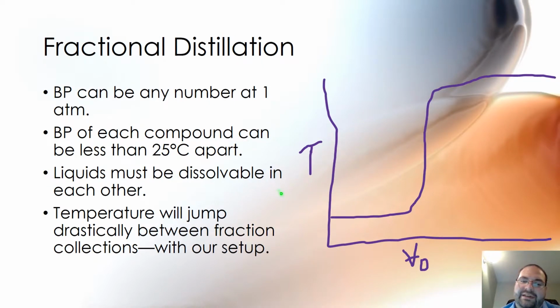Fractional distillation is the very special case that can do almost anything as long as the two compounds can dissolve in one another and aren't trying to separate on their own. The boiling point can be any value. It doesn't matter what it is at 1 atmosphere. It doesn't have to be less than 150. It could be greater than 150. It could be whatever it is. There is generally some way to make a column for it.